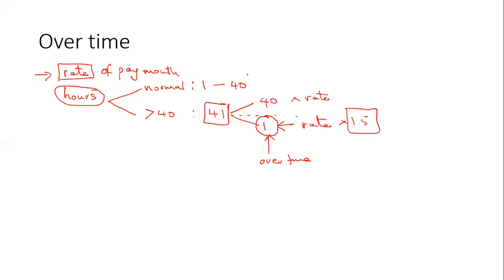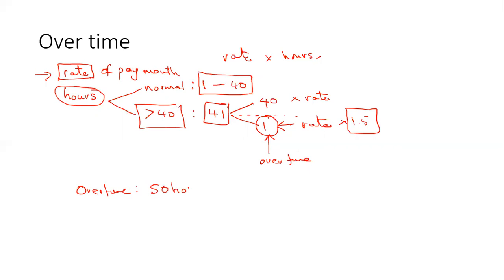So for the normal rate, it's simply the rate times the hours, because there's no overtime involved. But the minute you've got overtime, there are two parts to it. So let's look at another overtime case. Let's assume the person works 50 hours, and let's take an example of the rate being 100 rands per hour. So this is your rate, and these are your hours, 50.